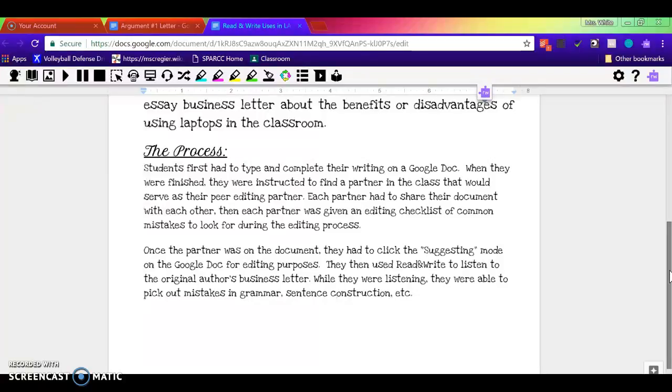Once the partner was on the document, they had to click the suggesting mode on the Google Doc for editing purposes. They then used Read and Write to listen to the original author's business letter. While they were listening, they were able to pick out mistakes in grammar, sentence construction, etc. that could be found on that CUPS editing checklist that they were given at the beginning. So Read and Write is very good for revising and editing any kind of writing. So I want to show you just really quickly how it works.